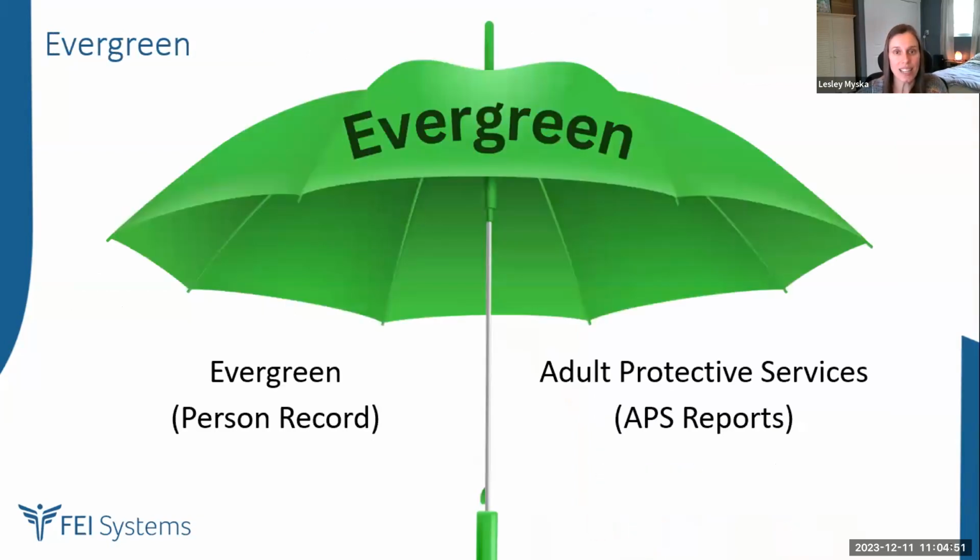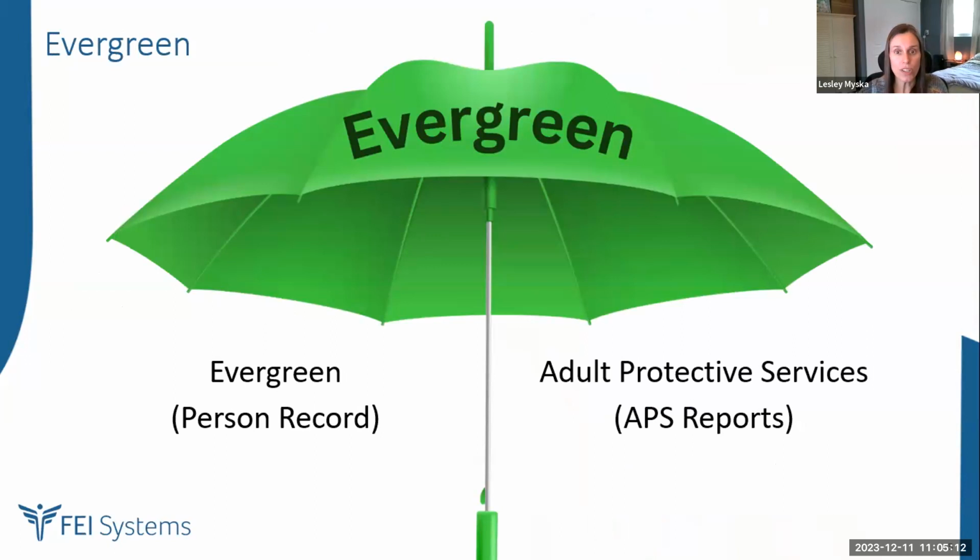There are two different sections of the Evergreen system. There's the Adult Protective Services side of the system, which is where the APS reports are collected. And then there's the Evergreen person record side of the system, which is where we're going to focus our efforts today for training purposes, because that's where our EIS functionality is going to live, under the Evergreen person record.